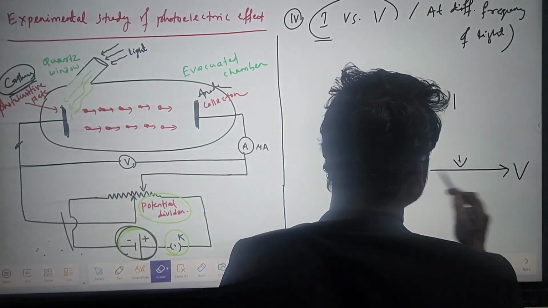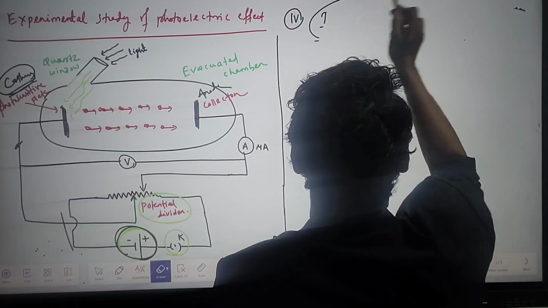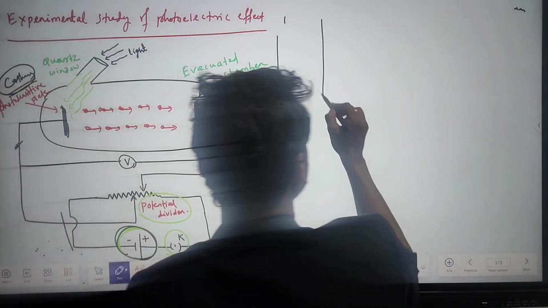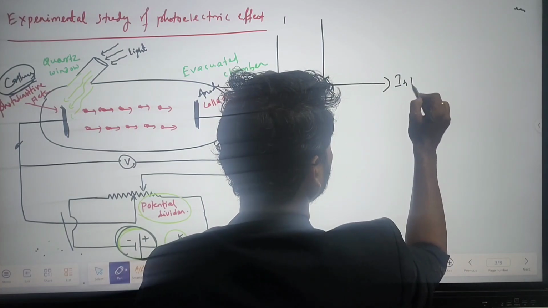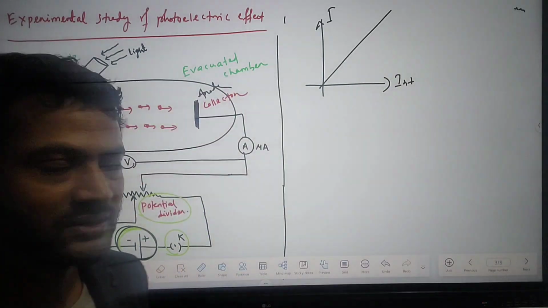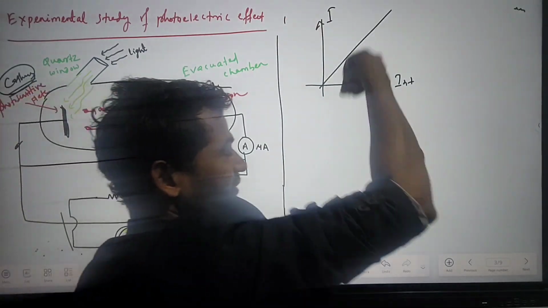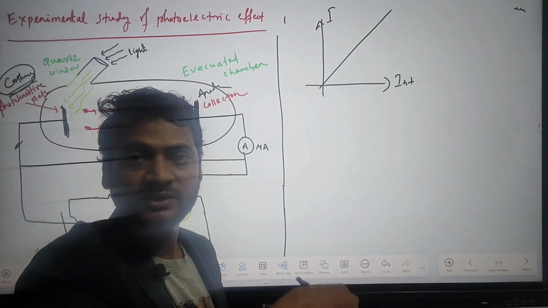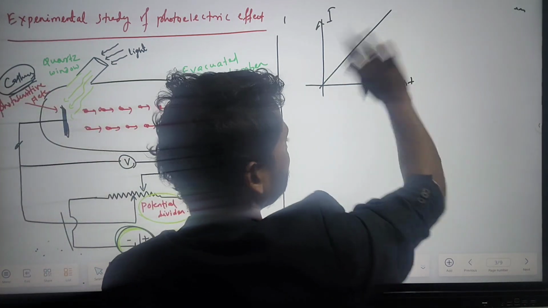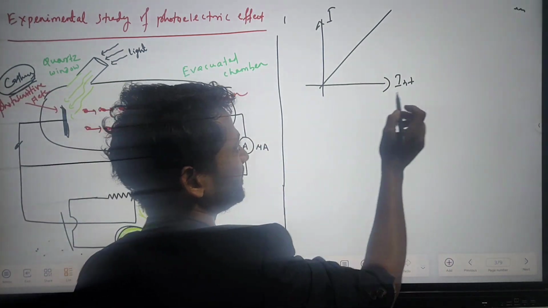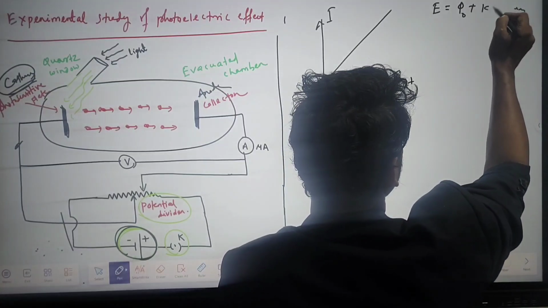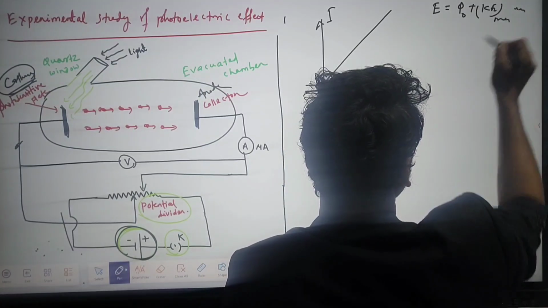एक चीज याद रखना. ओके, फर्स्ट ग्राफ तो हो गया. ये अगर इंटेंसिटी होगा, ये आपका करंट. सो करंट इज ऑलवेज डायरेक्टली प्रोपोर्शनल टू इंटेंसिटी. More is the photons, more is the intensity of light, more is the interaction between electron and photon, then more is the photocurrent. So it's linear nature. ये तो फर्स्ट ग्राफ हो गया. सेकेंड ग्राफ क्या है? E इक्वल टू फाई नॉट प्लस के मैक्स.